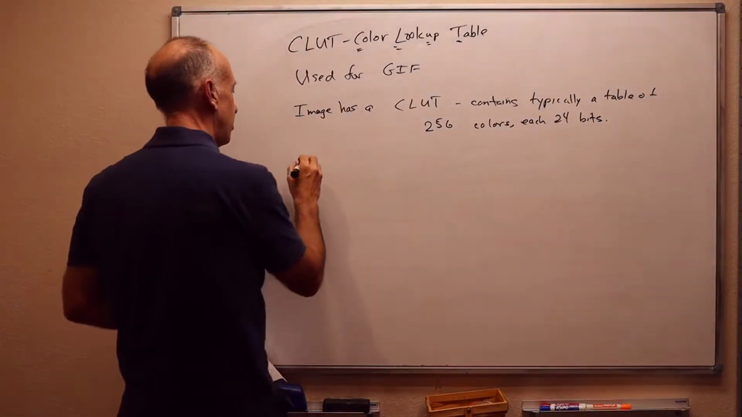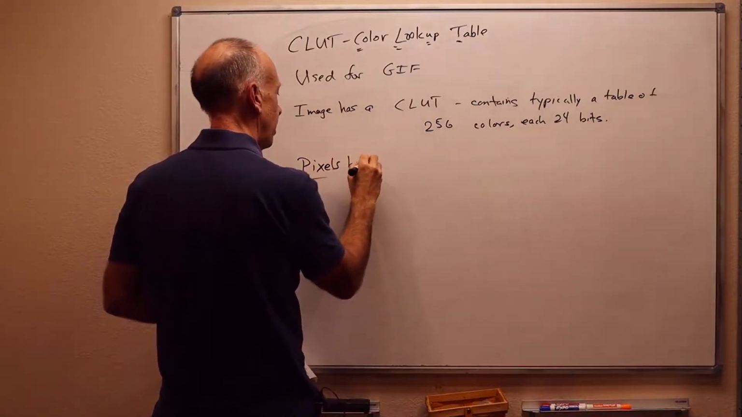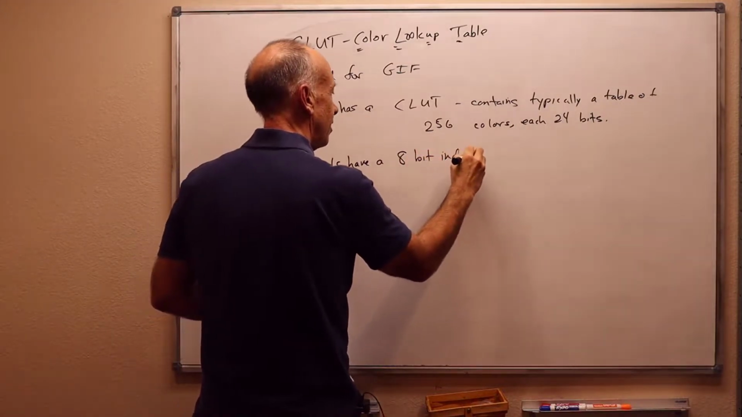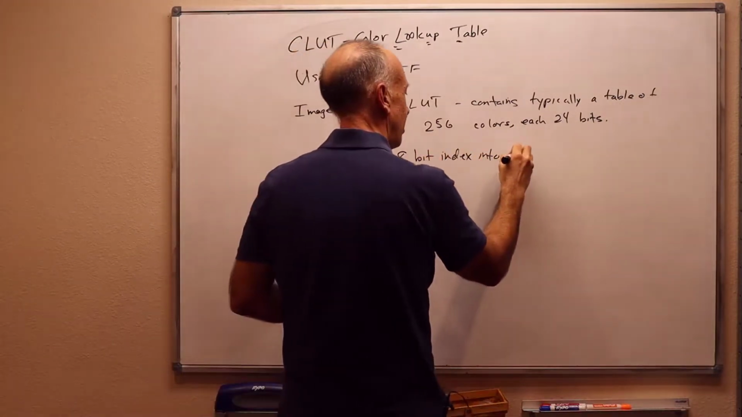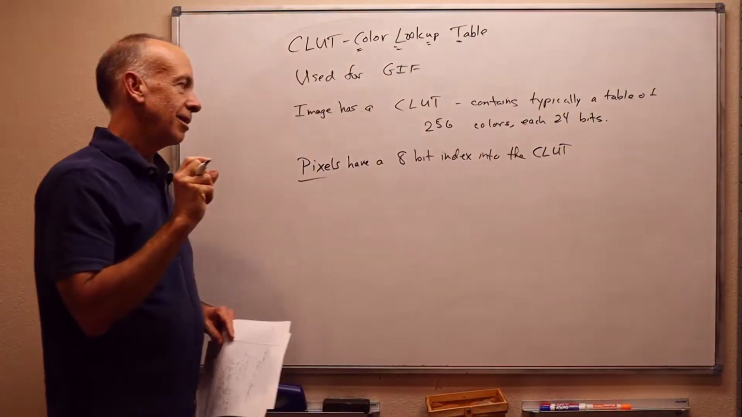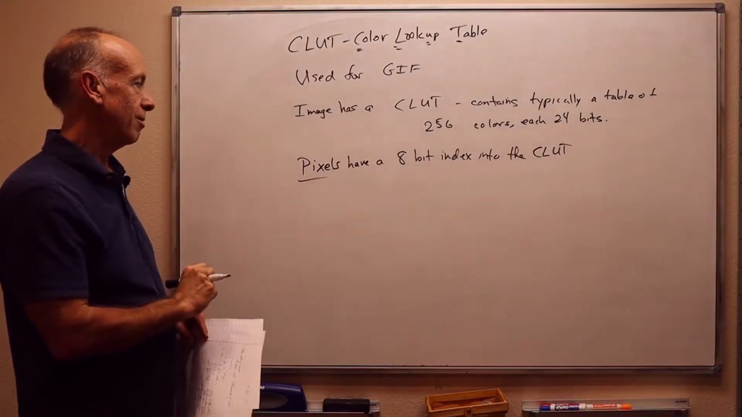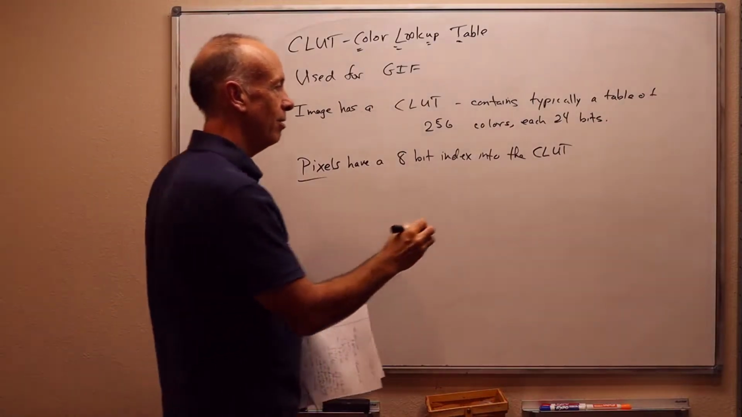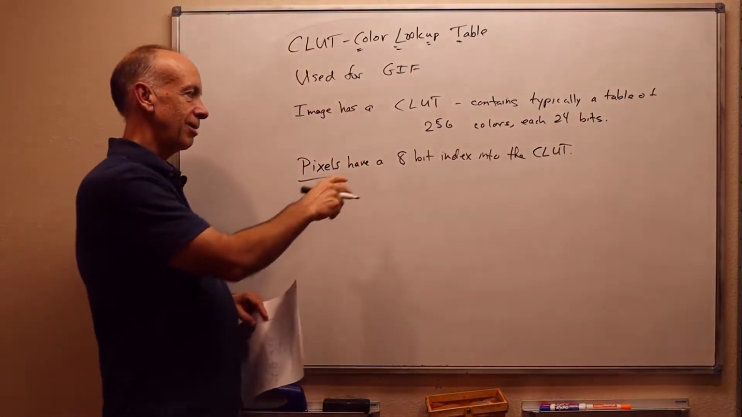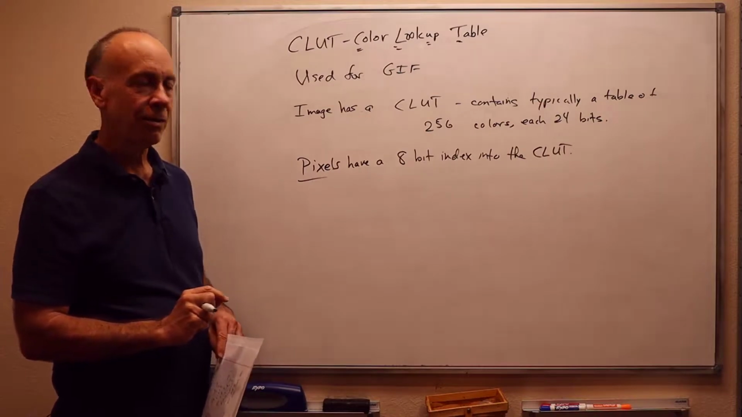And then the pixels in the image have an 8-bit index into the table. And so the pixel has the number of the entry in the color lookup table that's the color of that pixel. And in this way, we only need one table, and then no matter how big the picture is, we only need 8 bits of information per pixel to store the color for that pixel.